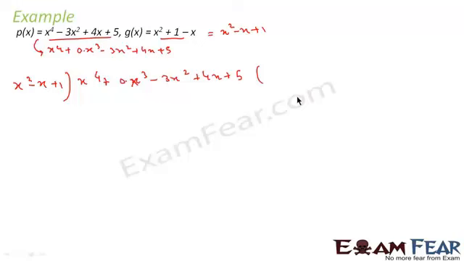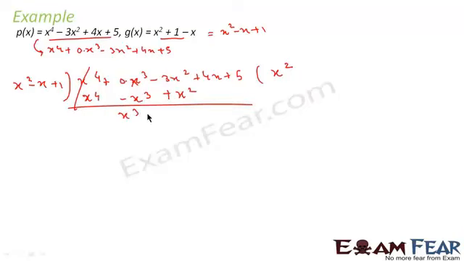So it's 0. So from x square you want to get x4, you have to multiply with x square, because x square into x square is x4. So this becomes x to the power 4 minus x into x square is minus x cube plus 1 into x square is plus x square. So if you cancel this, what you get is x cube, because 0x cube minus x cube is plus x cube, minus 3x square minus x square is minus 4x square plus 4x plus 5.